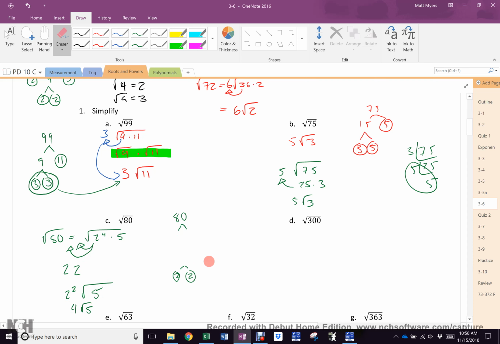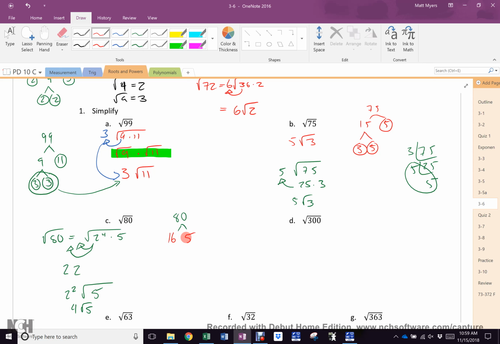Now, of course, you could, if you knew your perfect squares and were good with division, have done this all in one step, yes? Because, of course, 16 times 5 is 80. What is the square root of 16? 4. What comes out? 4. What did I leave under there? 5. Everybody good? Great.